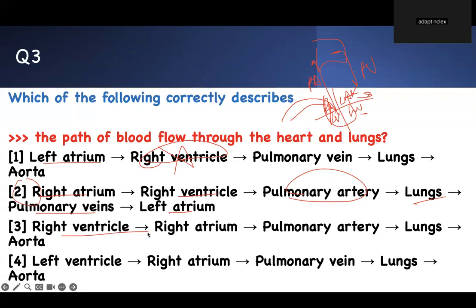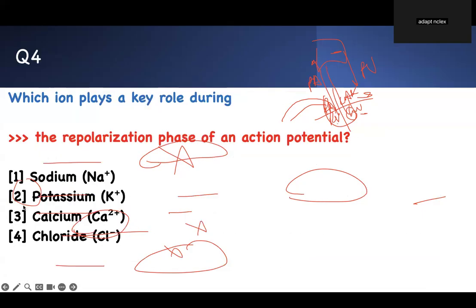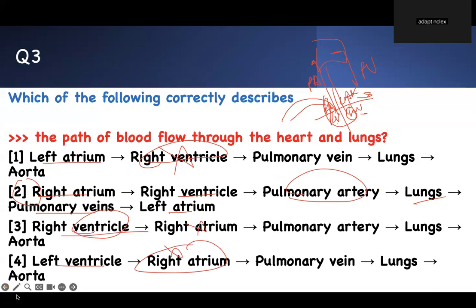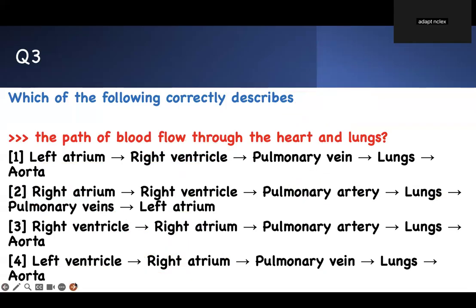It's a test-taking strategy. The right ventricle will go to the pulmonary artery. It does not go to the right atrium, so that's gone. The left ventricle will go to the aorta. It doesn't go to the right atrium. So the right answer is number 2. This is how you can master it, you see. So that's how number 2 is your right answer based on the pathway of the heart flow.